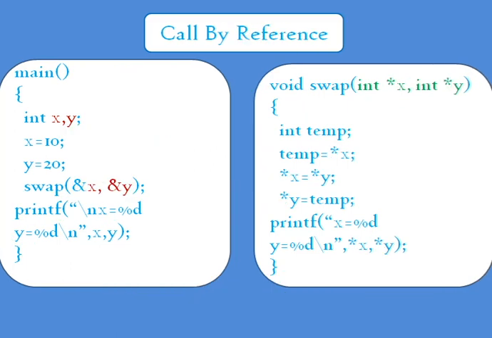So next we will understand call by reference. Reference means what? Address. We are calling a function by sending the addresses, not the values. Previously in call by value, we called a function by sending the values. But here we are calling a function by sending the addresses. Here it is the same swap method, but the difference is I am sending the x address and y address instead of sending x and y.